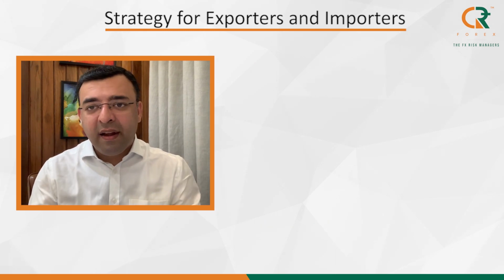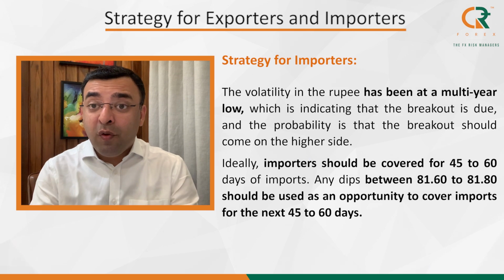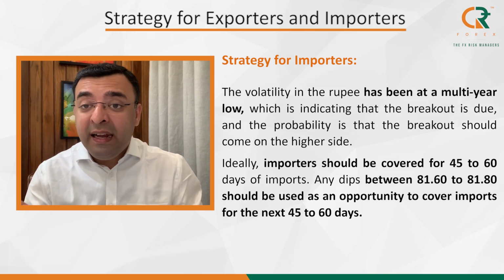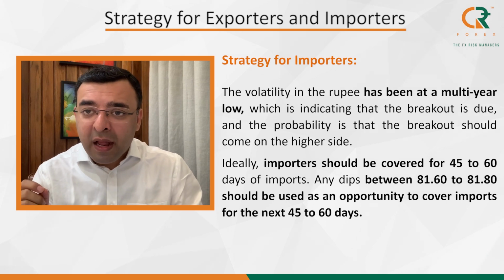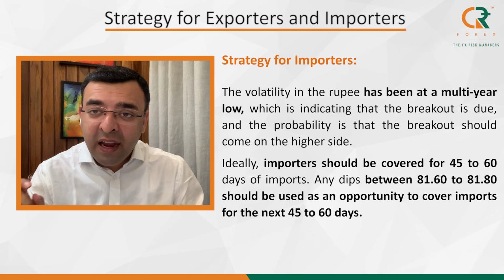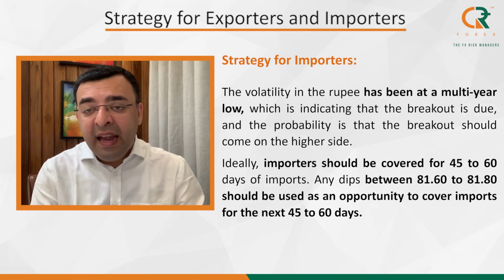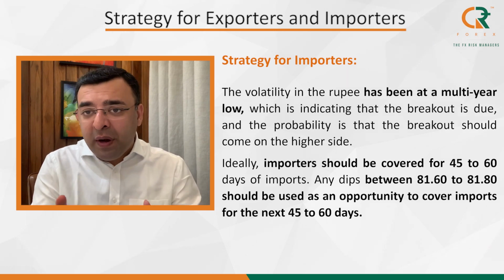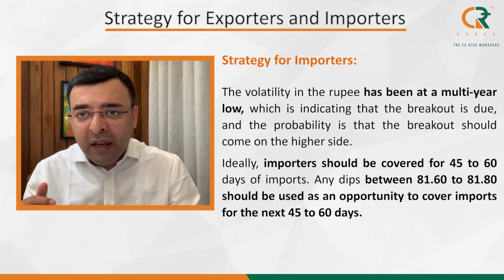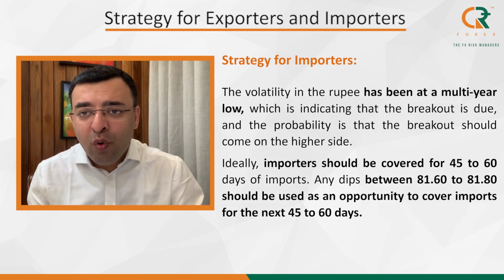Now let us discuss strategy for importers. If you see the volatility in the rupee, it is at a multi-year low, and it is indicating that the breakout is due, and there are higher chances that the breakout is going to be on the higher side. So ideally, any dips towards 81.50 to 81.80 should be used as an opportunity by importers to cover their imports for the next 45 to 60 days.